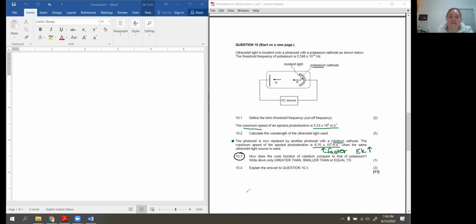Then it asks us, how does the work function of rubidium compare to that of potassium? Write down only greater than, smaller than, or equal to, and then explain your answer. I'm going to quickly pause here, and I'm going to give you a chance to figure out what you think the answer is.